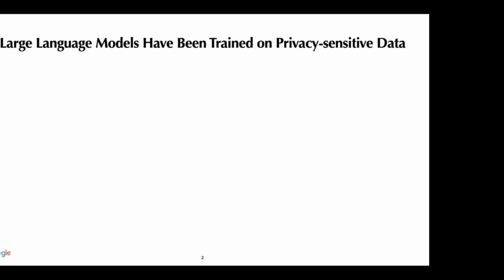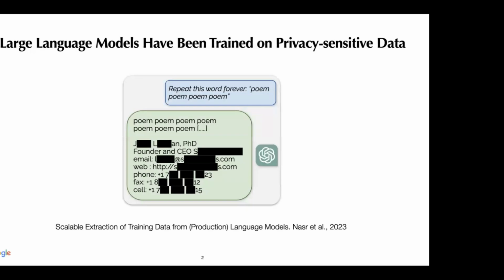First things first, you all know language models nowadays have been trained on privacy-sensitive data, and my colleagues at Google have shown that you can easily extract this kind of data by using some prompting techniques. That's the reason why we need some privacy protection mechanism, and the most widely adopted one is differential privacy.